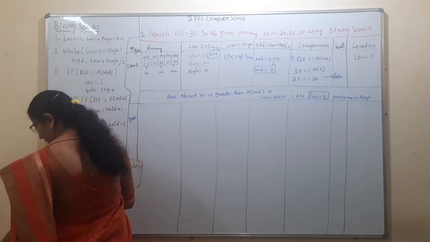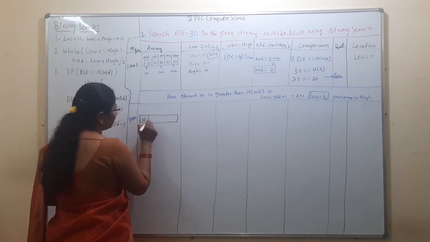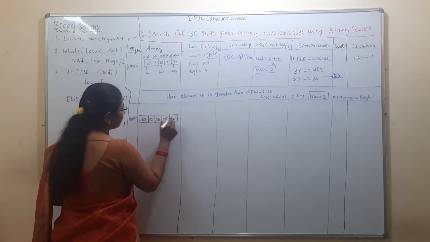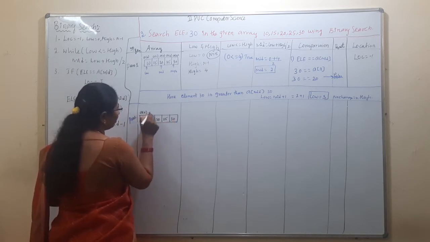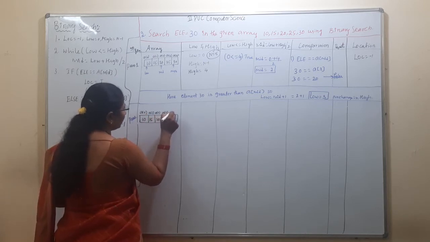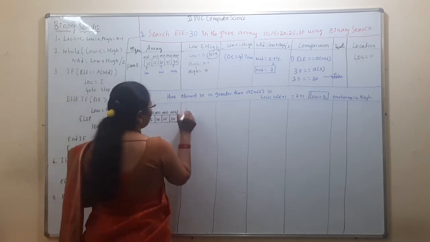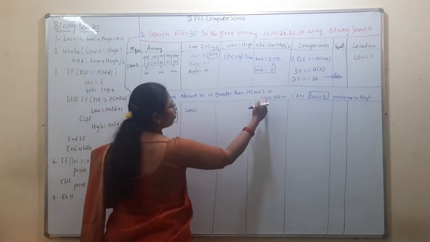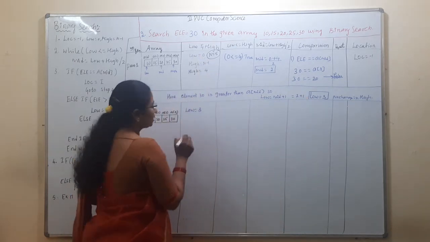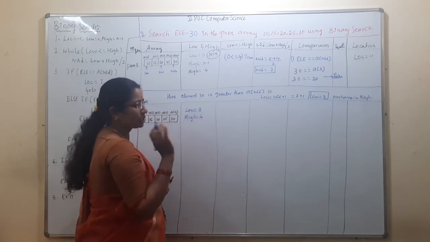So copy down the elements: 10, 15, 20, 25, 30, A of 0, A of 1, A of 2, A of 3, A of 4. So what is low? You need to copy this low, not here now. We got the new low pointer. What is the high pointer? There is no change in the high pointer.